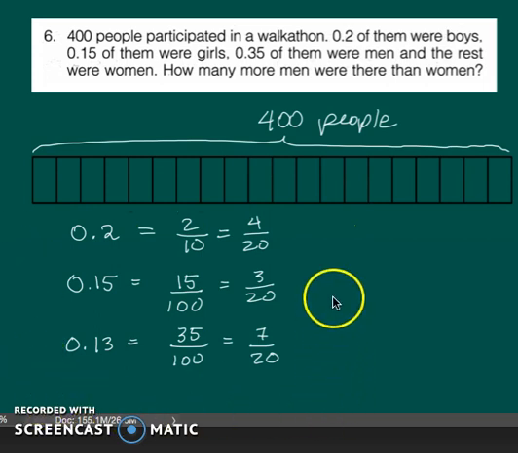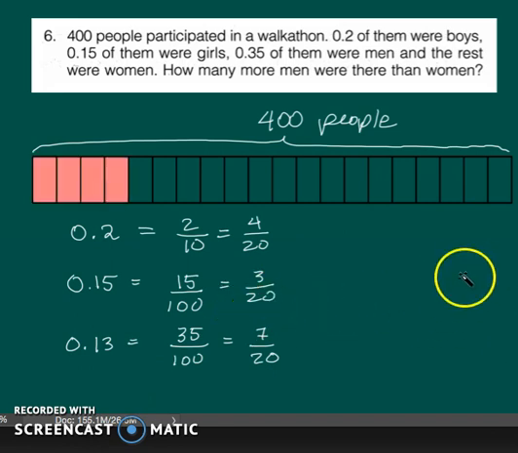And if you need to pause the video to see how I got a common denominator of 20 for each of these decimals, you can go ahead and do that. So as you can see, 0.2 can be expressed as 4 out of 20 units. So that expresses how many boys there were. So 4 of those units were boys, and 3 of the units were girls, which is 0.15, and then 0.35 of the 400 people were men, and that worked out to be 7 units.